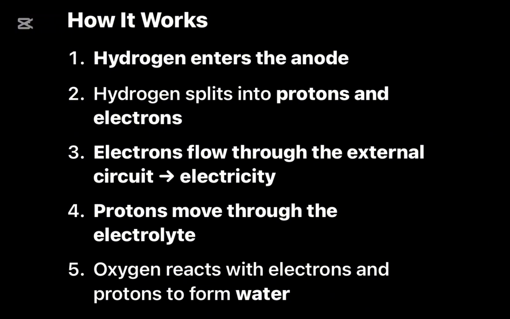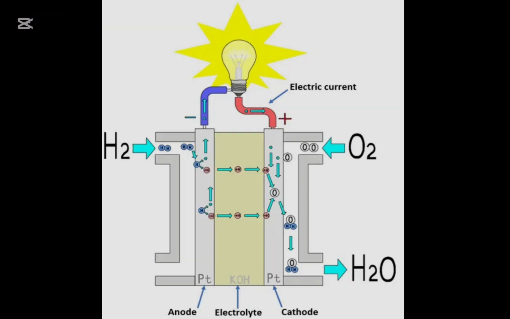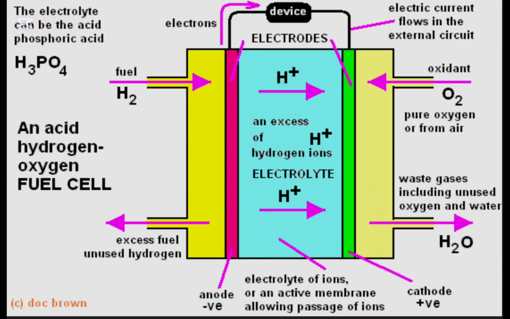Hydrogen enters the anode. After the hydrogen enters the anode, the hydrogen splits into protons and electrons. The electrons flow through the external circuit to produce electricity, and the protons move through the electrolyte. The oxygen at the end then reacts with the electrons and protons to form water in a hydrogen-oxygen fuel cell. Here is an illustration diagram of everything explained.